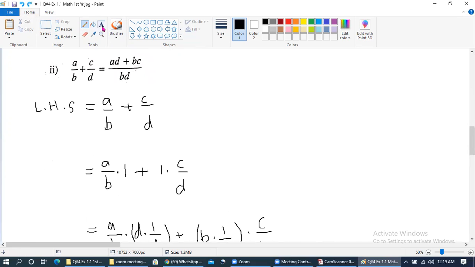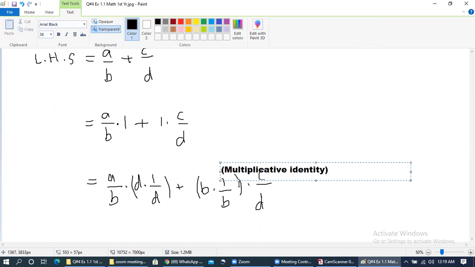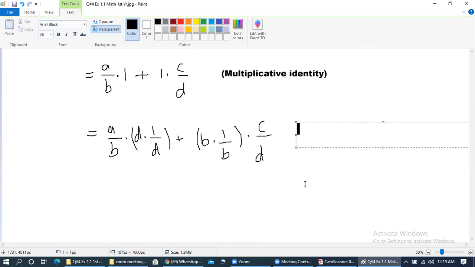Anyhow, we must write the properties as well. So here we have used the multiplicative identity. You must write each step. Each step must write the main property of the real numbers. So you have written the multiplicative identity. This property has been written, but here you have used the multiplicative inverse. So you must write multiplicative inverse.